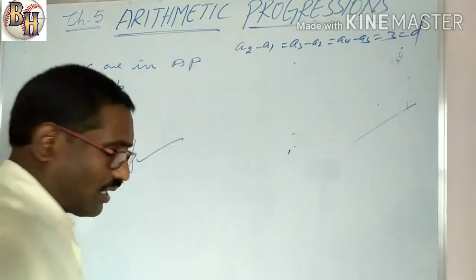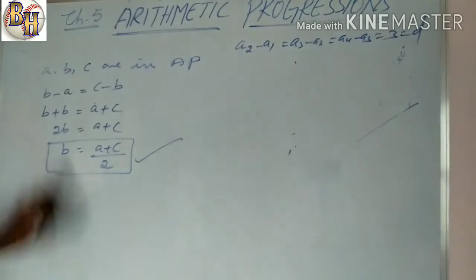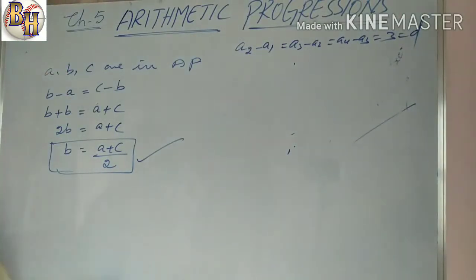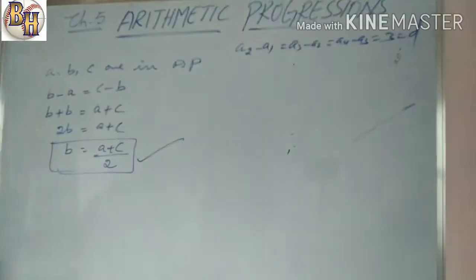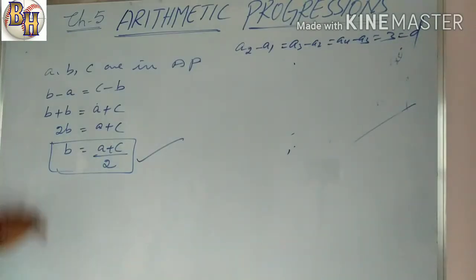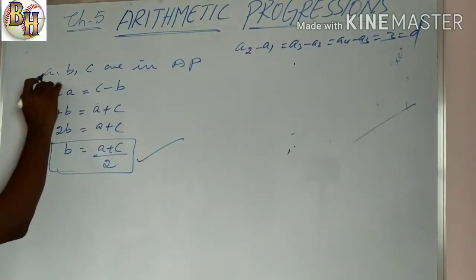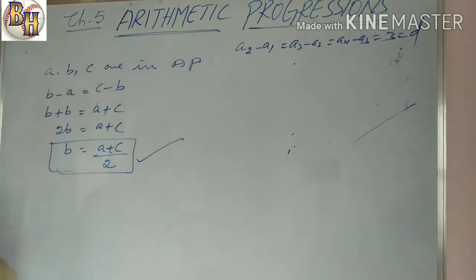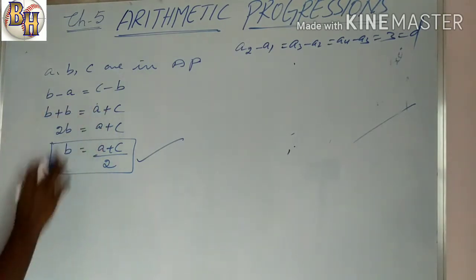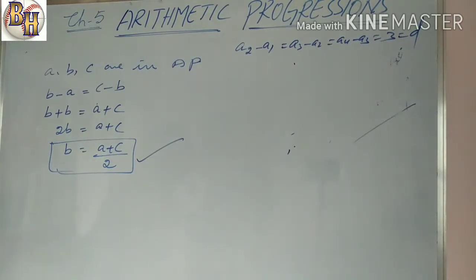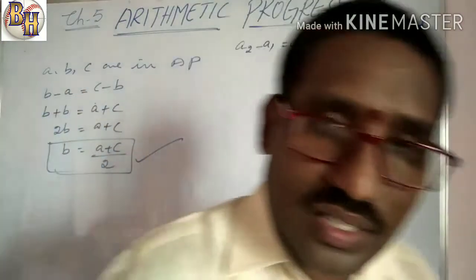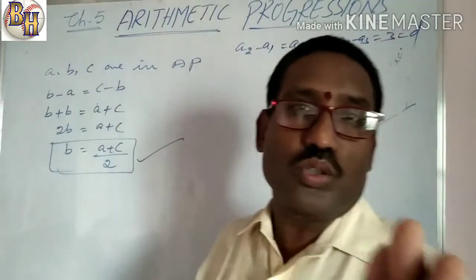Okay. Next here, this is the arithmetic mean. A, B, C, three terms are in AP. Then find the arithmetic mean. Second term minus first term is equal to third term minus second term. B minus A is equal to C minus B. Now B plus B is equal to A plus C. 2B is equal to A plus C. B is the arithmetic mean of A and C. Okay, this is also most important.